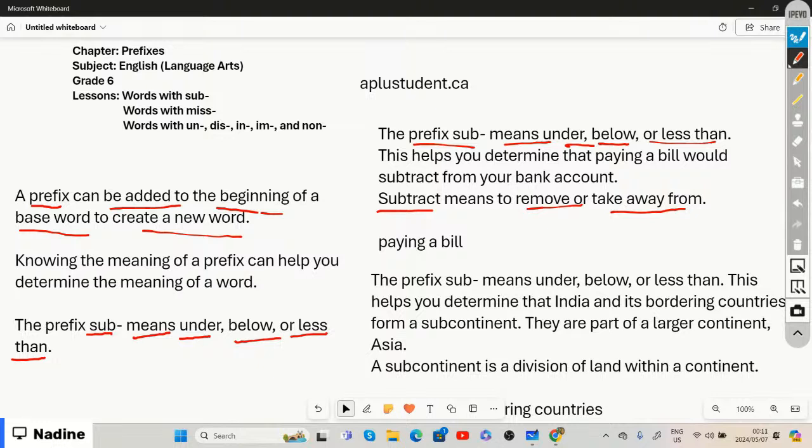If we say 5 minus, which is subtracting 2, then it means that I have 5 and I am removing 2. I'm taking away 2. And then it means that I have 3 left. And that is basically subtracting. We are removing or taking away from that amount.